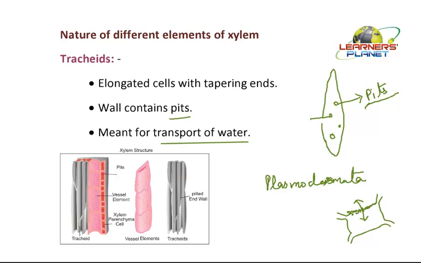Now the ends of the tracheids are tapering and they are closed. So how will the internal water come out from the cell? It is via pits. So where are these pits present? In the lateral direction. So tracheids basically help in the lateral transport of the water material.